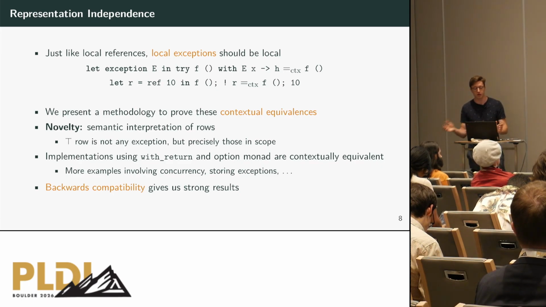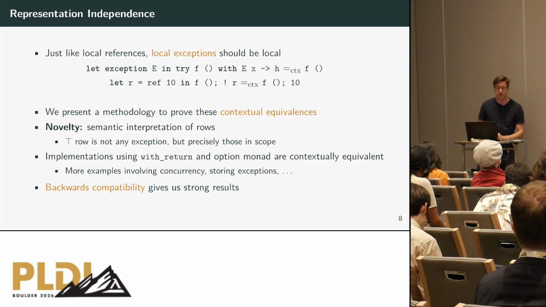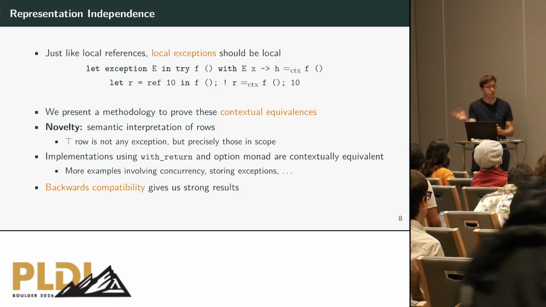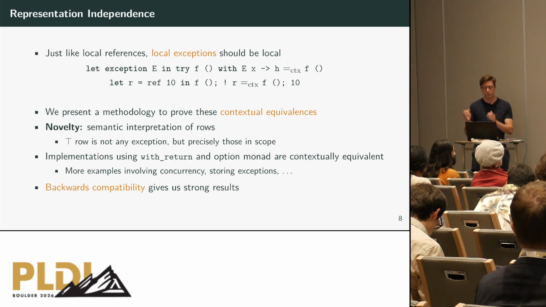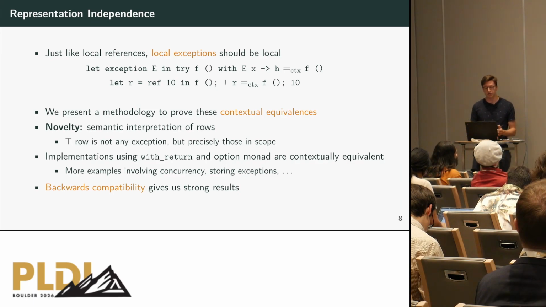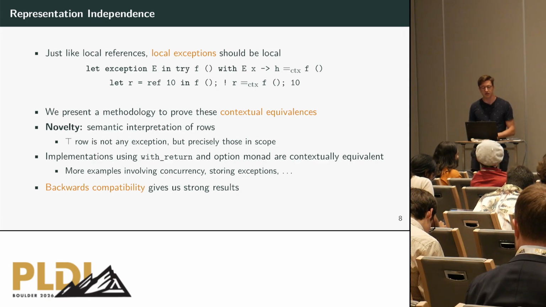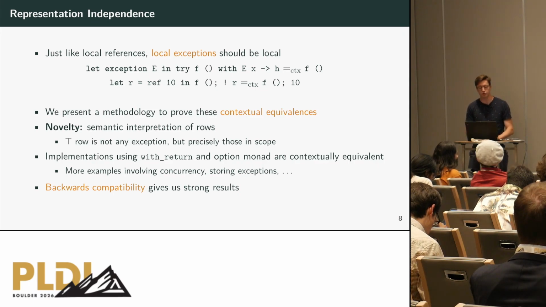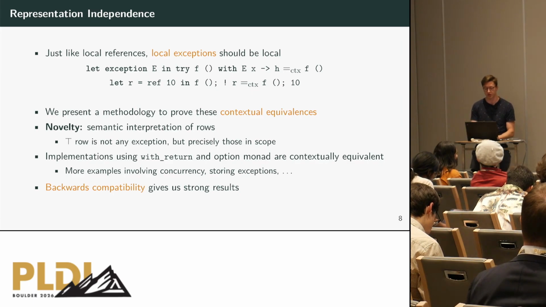For example, we can show that implementations of a monadic map function, which uses the with return example from the previous slide, or the option monad, are contextually equivalent. And in the paper, we have also many more examples involving other ML features, such as concurrency, storing exceptions, and a bunch of others. And then again, this backwards compatibility gives us strong results. So if we can prove a contextual equivalence at some strong exception tracking type, then by subtyping we get also that this contextual equivalence holds at the weaker non-exception tracking type.